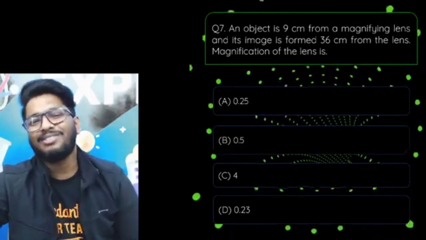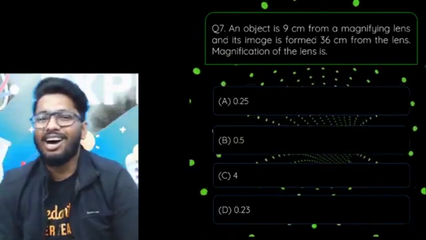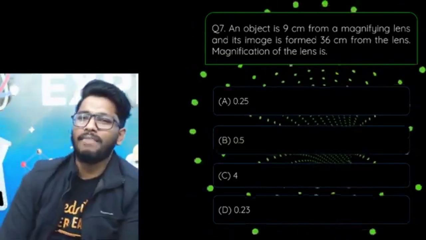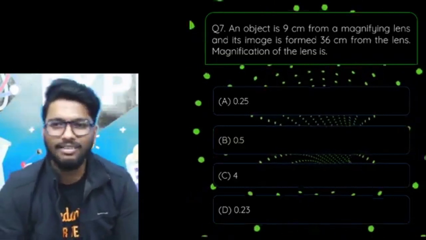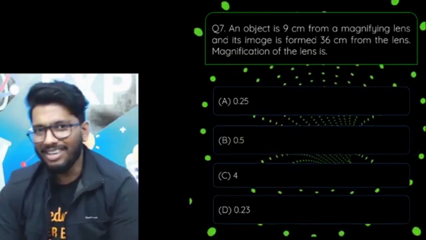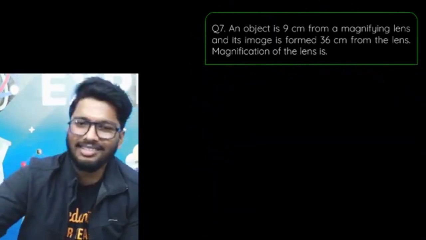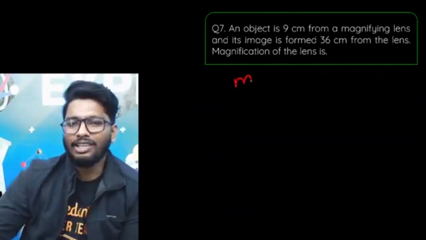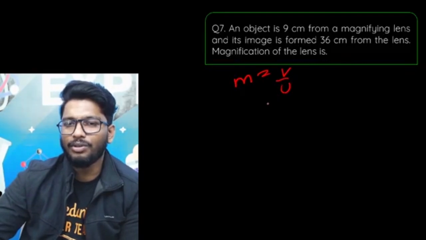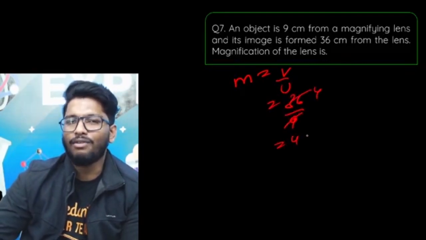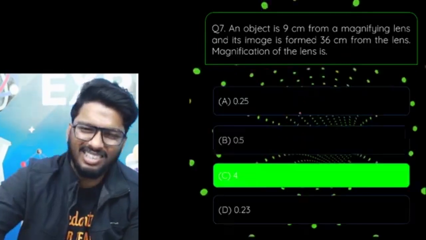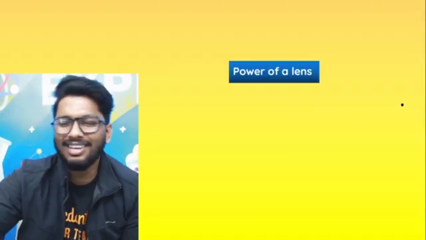So this is your next question. People, go ahead and solve this one as well. An object is 9 centimeters from a magnifying lens and its image is formed 36 centimeters from the lens. What is the magnification of the lens? All right, people, so magnification is equal to v by u. They've given v as 36, divided by 9, so that's going to be 4. Such an easy question. The answer is going to be 4, people.